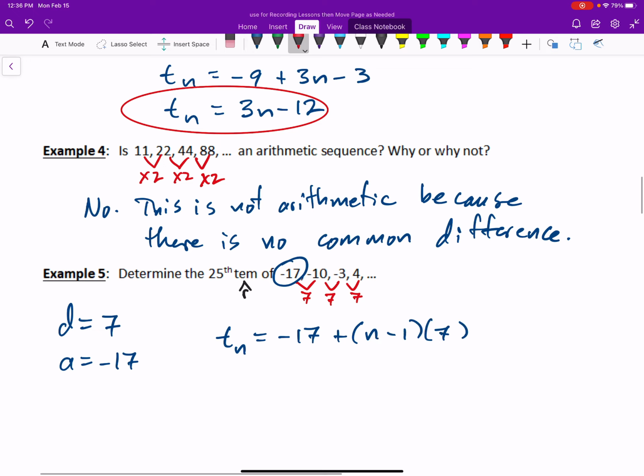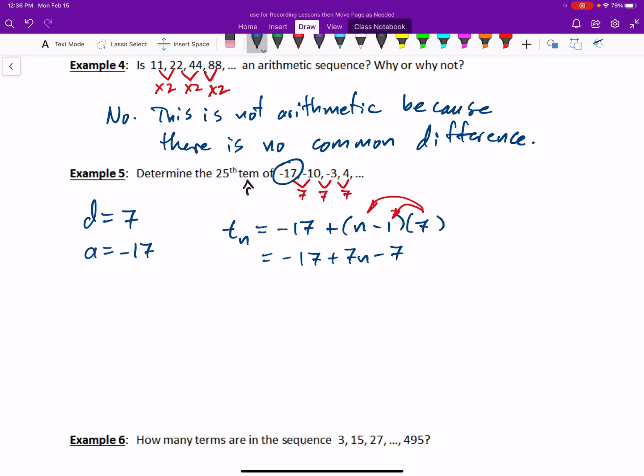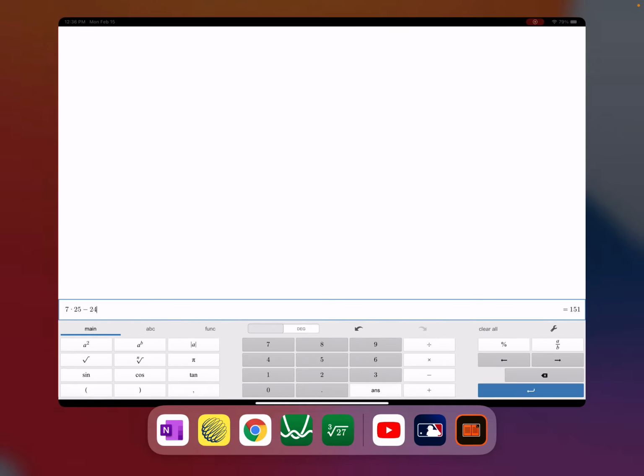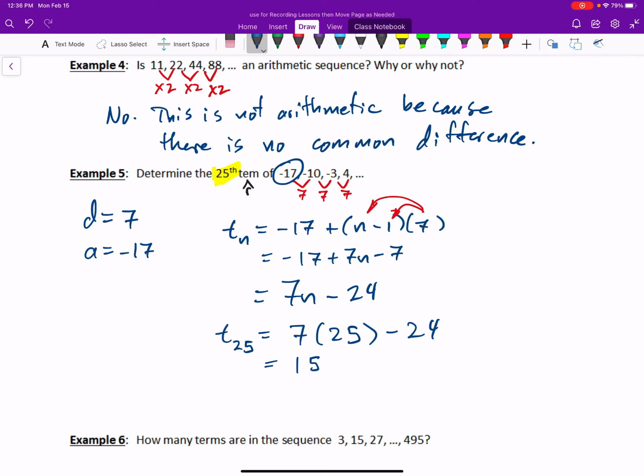If I do the distributive law again and expand this out, what I get is negative 17 plus 7n minus 7. Collecting my like terms, I get 7n minus 24. And then if I want to find the 25th term, that just means I'm going to let n equal 25. So I'd have 7 times 25 minus 24, which is 151. That would be the 25th term.